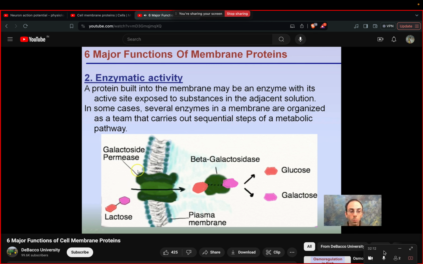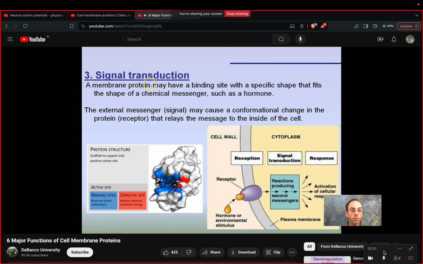We have lactose, and remember, ase at the end of any word indicates it could be an enzyme. In this case it is. It's taking our lactose, this disaccharide from carbohydrates, and breaking it apart into its 2 monosaccharides, a glucose and a galactose. And this is because of enzymatic activity that's embedded into the membranes. And remember, enzymes are specific types of proteins. All enzymes are proteins, but not all proteins are enzymes.